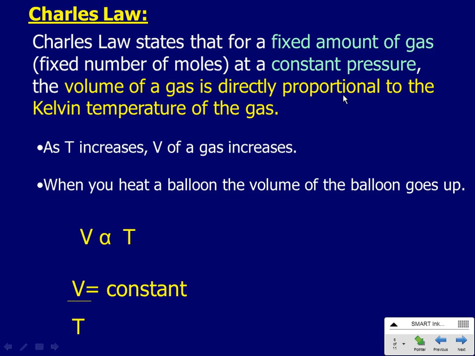So we have a direct relationship. Again, it's got to be constant pressure, fixed amount of gas. That means the P is constant and the N is constant. As T increases, V increases. When you heat a balloon, the volume of the balloon goes up. That's kind of silly, you don't really see the balloon being heated. That's the other thing I wanted to talk about a little bit. We can see the effects.